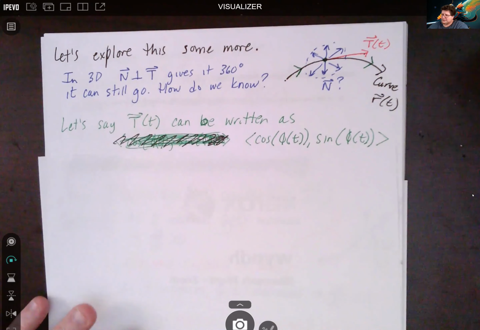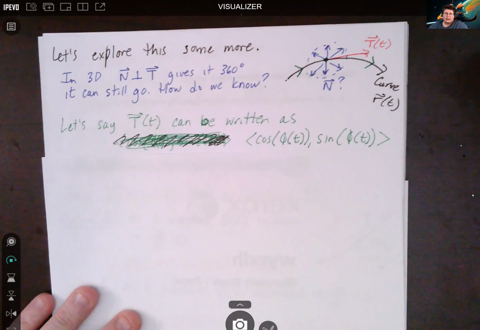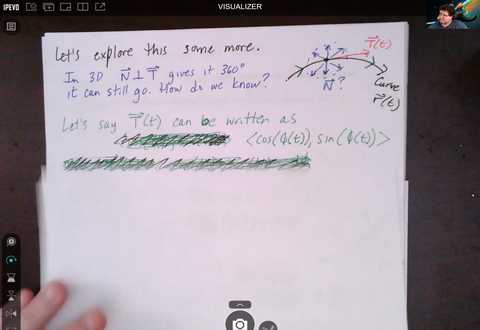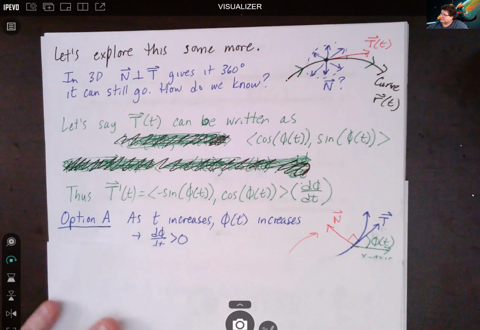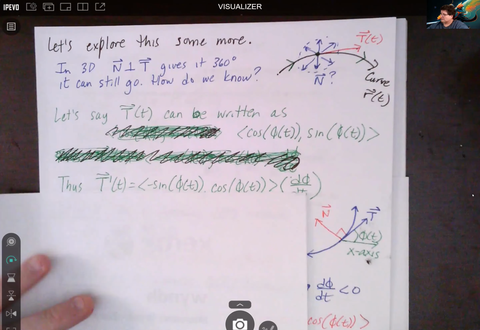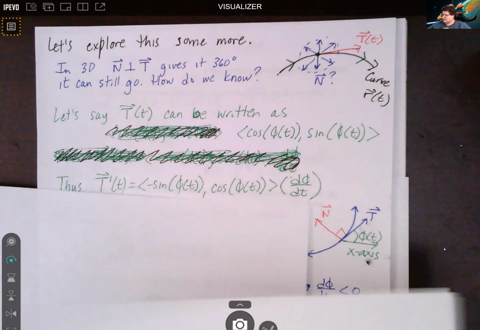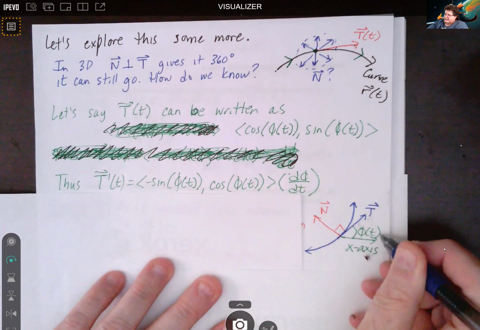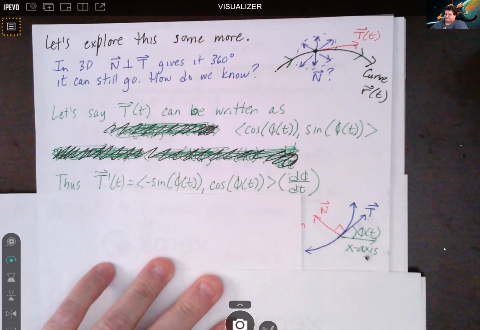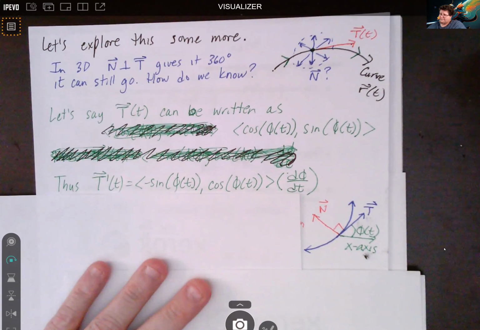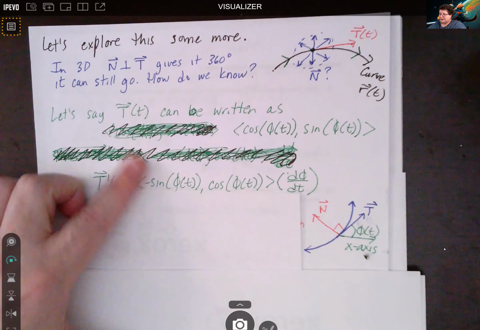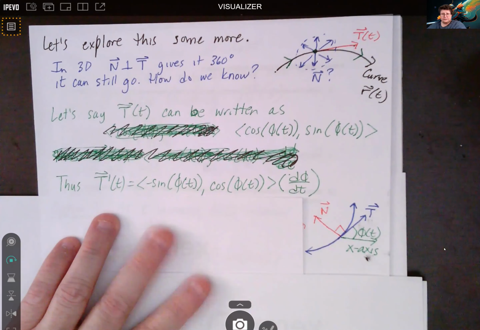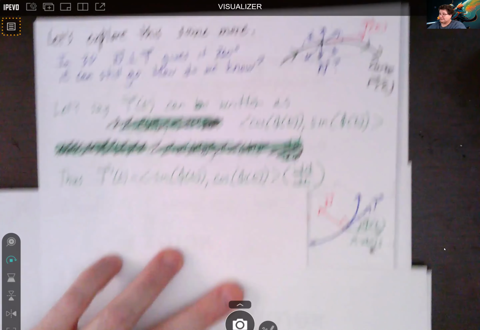Well, let's imagine writing T of t in terms of cosine theta and sine theta. And I've got a picture of it right here. So we have our curve. The tangent vector is right there. Theta of t is the angle with the x-axis. If I take the derivative, I get T prime is negative sine theta, cosine theta, and then times d theta dt.